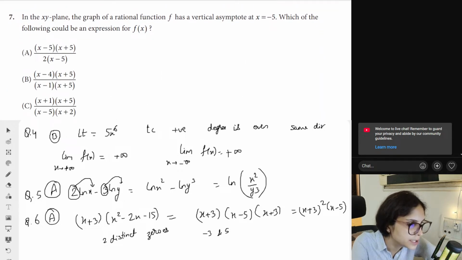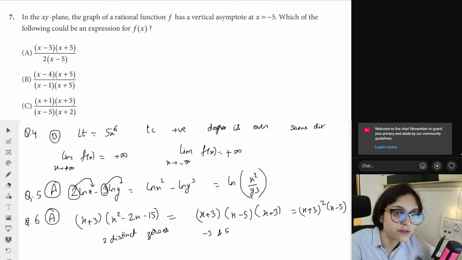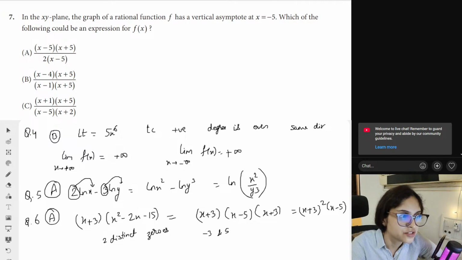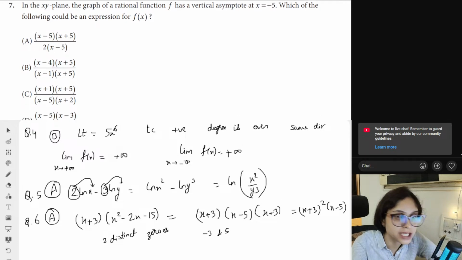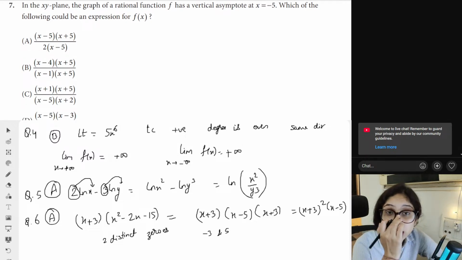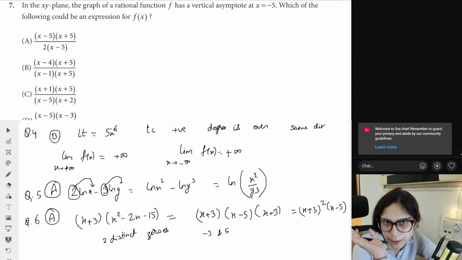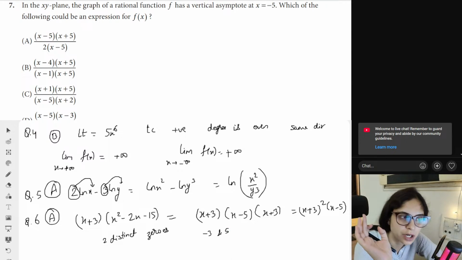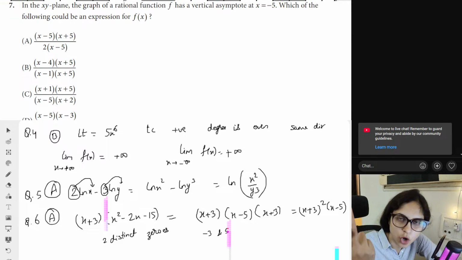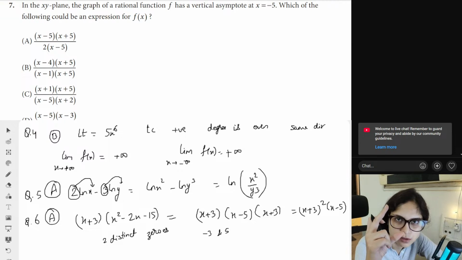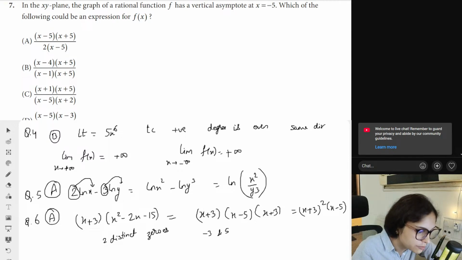Question number 7. In the xy plane, the graph of a rational function f has a vertical asymptote at x is equal to negative 5. Which of the following could be an expression for f of x? So vertical asymptote means what? It should be a part of the denominator and denominator only. It should not cancel out. If it cancels out, it becomes a hole. If it is on the top, it becomes 0. If it is on both, it becomes a hole. And if it is only in the denominator, then it becomes a vertical asymptote.